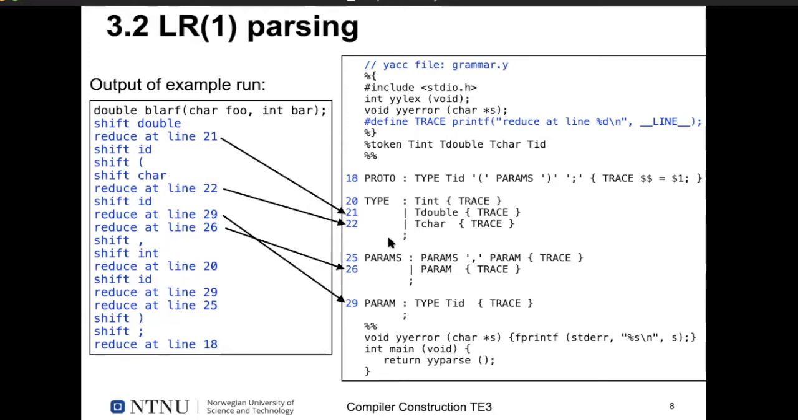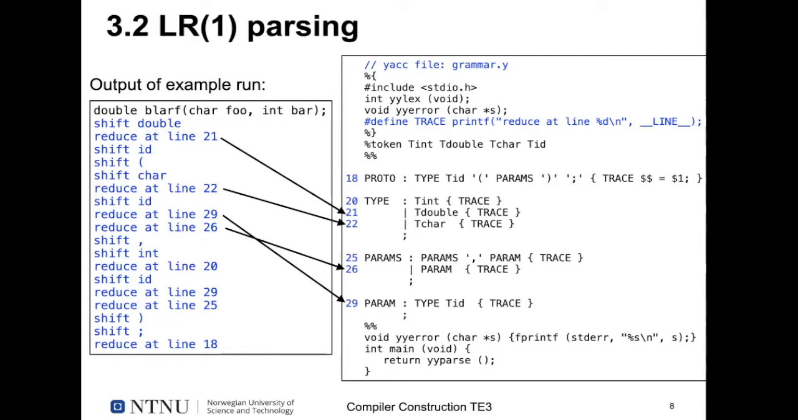It reduces line 20 using line 22, so it reduces character to a type. And then it shifts an ID, which it can reduce, and then it can reduce the character, the type, and the ID using this rule down here at line number 29 to a param non-terminal symbol, and so on and so forth. So you get this output here. This helps you to debug your grammar, to figure out in which state your internal parsing automaton was when something fails, or you could just check if all the correct rules are taken.